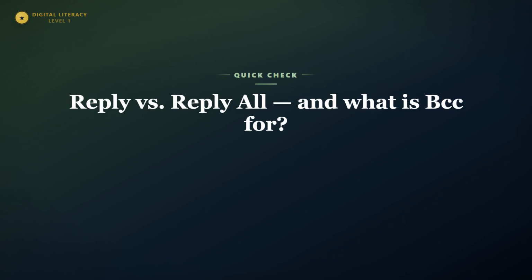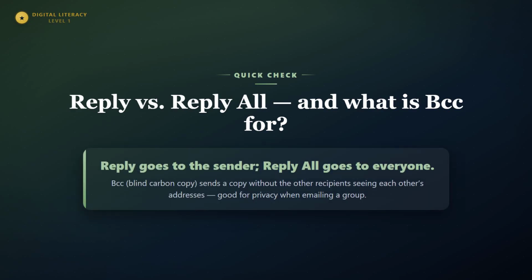Reply sends your message back to just the sender. Reply all sends it to everyone on the email, useful sometimes but easy to overuse. And BCC, blind carbon copy, sends a copy to people without the other recipients seeing their addresses. Good for protecting privacy when you email a group.